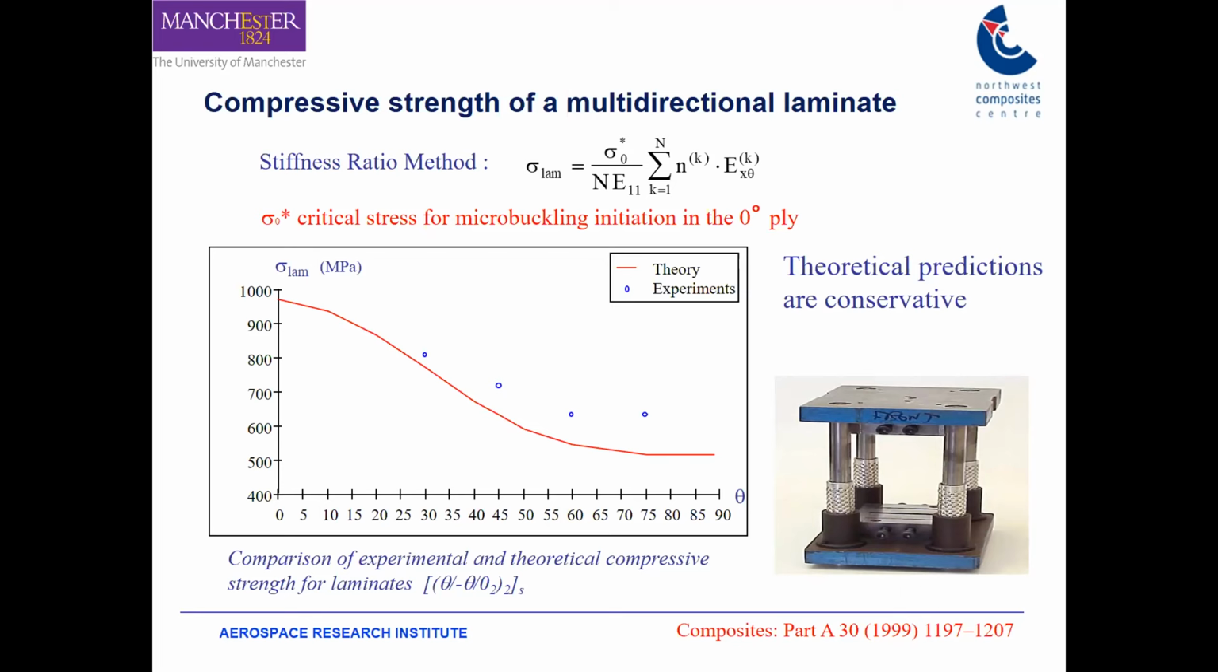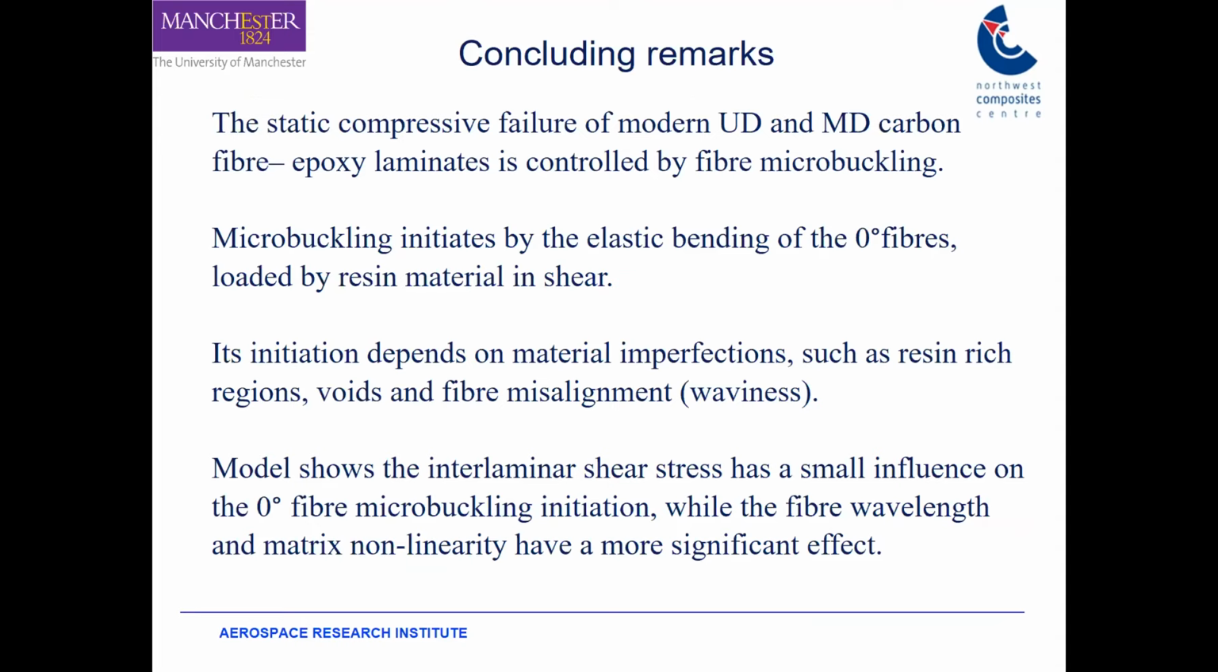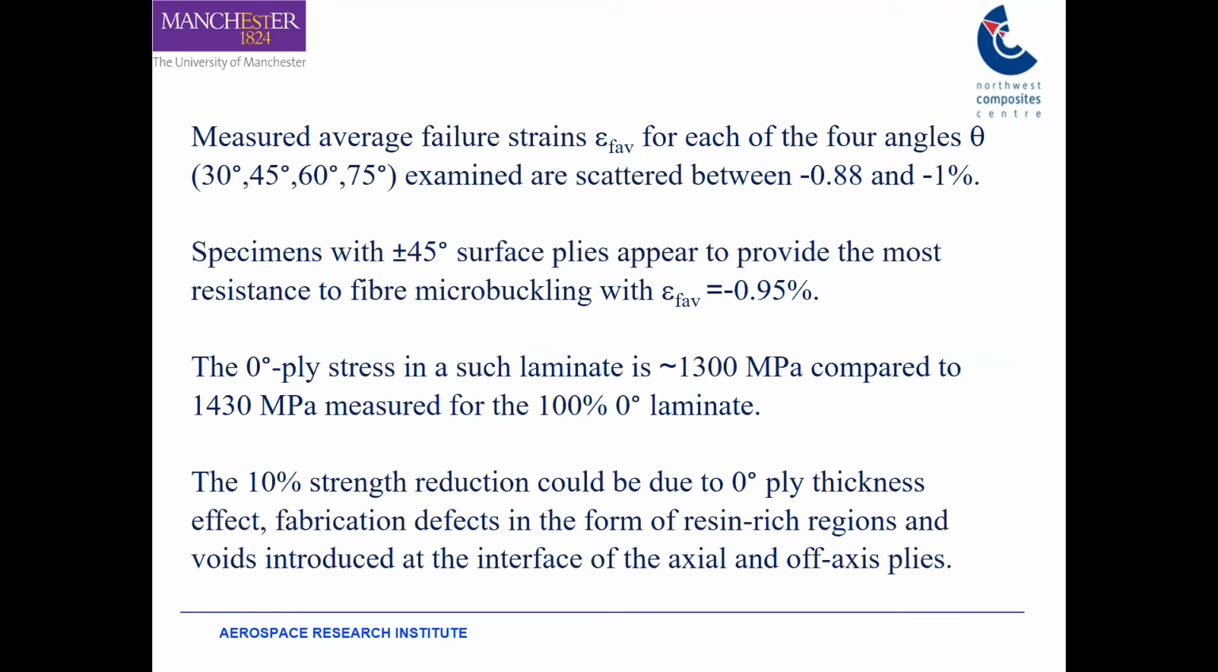So the static compressive strength of modern UD and MD carbon fiber box laminates is controlled by fiber microbuckling. It initiates by elastic bending of the zero fibers. Its initiation depends on material imperfections such as resin-rich regions, voids, and fiber misalignment. And the model shows interlaminar shear stresses have less influence, but that might not be the case for fatigue.